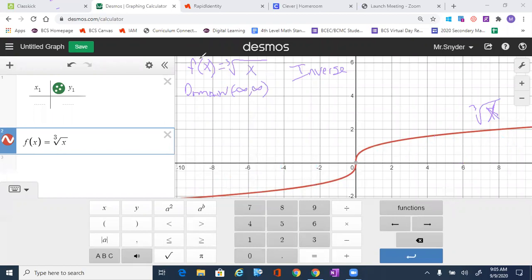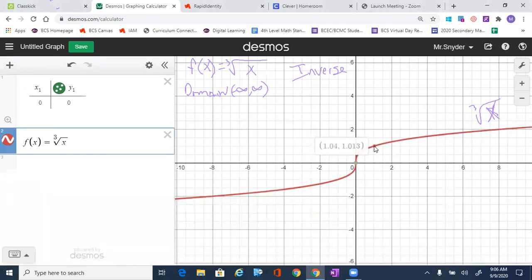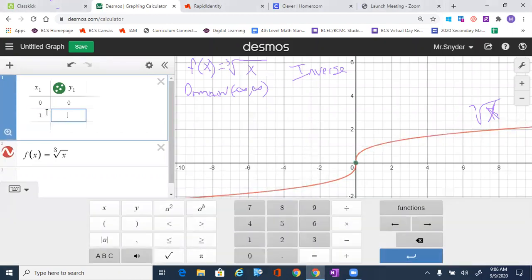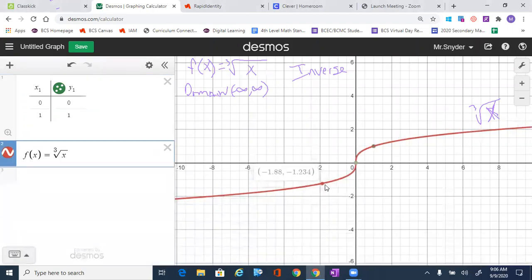Okay. And now what we're going to do is fill in a table off of it. So let's just pick some points and start putting some data in there. I know automatically that the point (0, 0) is on it. I also know that if I pick another point, let's trace this up, I've got (1, 1). I also have, it looks like, (-1, -1).